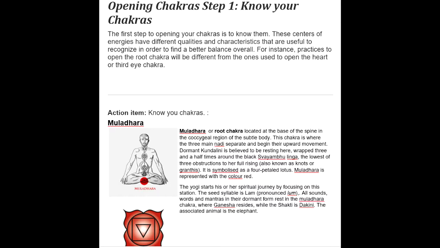It is symbolized as a 4-petaled lotus. Muladhara is represented with the color red. The yogi starts his or her spiritual journey by focusing on this station. The seed syllable is lam, pronounced lum. All sounds, words, and mantras in their dormant form rest in the Muladhara chakra, where Ganesha resides, while the Shakti is Dakini. The associated animal is the elephant.